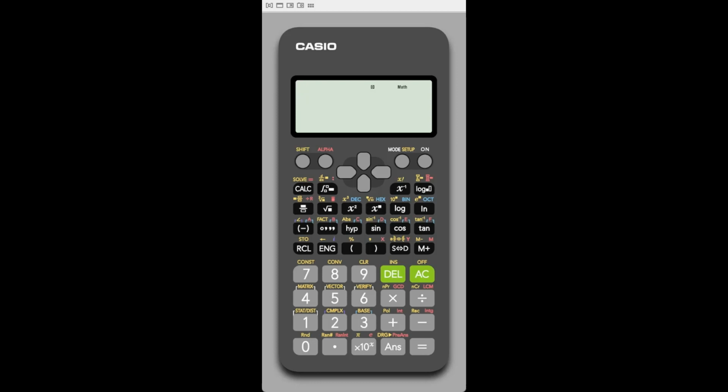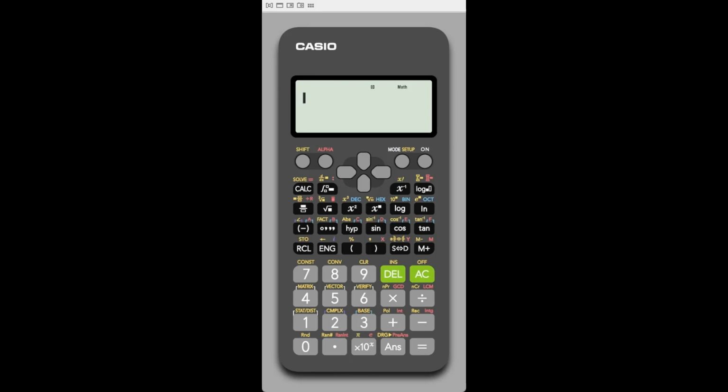Alright, let's dig in to know how to use this emulator for three simple applications in the engineering field. 1. The simultaneous equation, 2. The complex mode, and 3. Matrix applications.